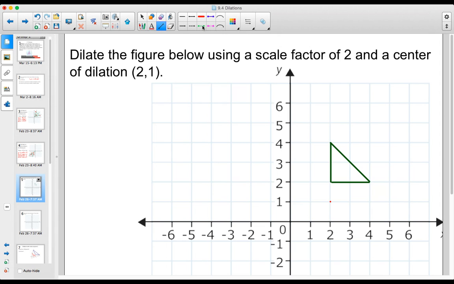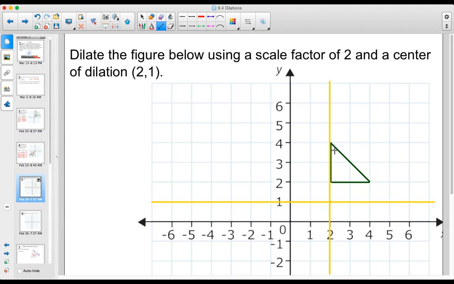Now in this case, I'm going to draw my lines here. I'm going to change my color to a lighter color, yellow. What I'm going to do is draw a new set of axes, with the red point at 2, 1, which is the center of dilation, as my new origin. Now that I've got my new origin here, I'm going to dilate this green triangle about my new origin.